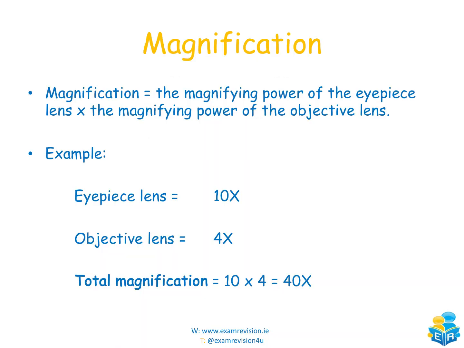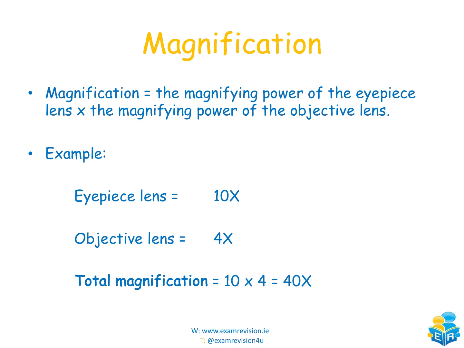Just a quick note on magnification. The total magnification is the magnification of the eyepiece multiplied by the magnification of whichever objective lens you're actually using. The eyepiece is normally 10 times on the light microscope you'll be using in the lab. The objective lens is either going to be 4 or 10 or 40. So in this case, if you're looking through the eyepiece, which magnifies it 10 times, and then the objective lens magnifies it 4 times, the total magnification is 40 times, because it would be 10 by 4, which is 40.